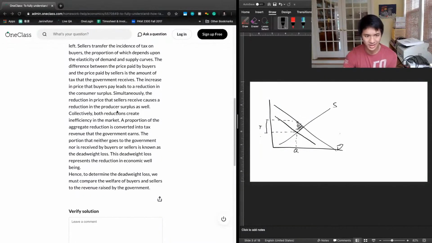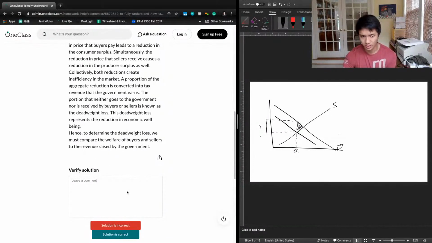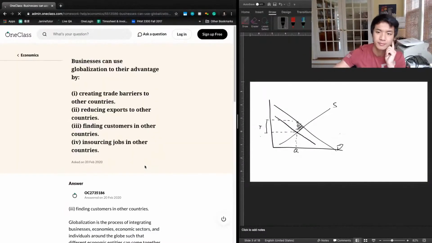Collectively, both reductions create inefficiency in the market. A proportion of the aggregate reduction is converted into tax revenue the government earns. The portion that neither goes to the government nor is received by buyers or sellers is known as the deadweight loss. This deadweight loss represents the reduction in economic well-being. Hence, to determine the deadweight loss, we must compare the welfare of buyers and sellers to revenue raised by the government. And so, great answer. Note that tax can also be imposed on the consumer side as well. But otherwise, great answer, and we mark that as correct.